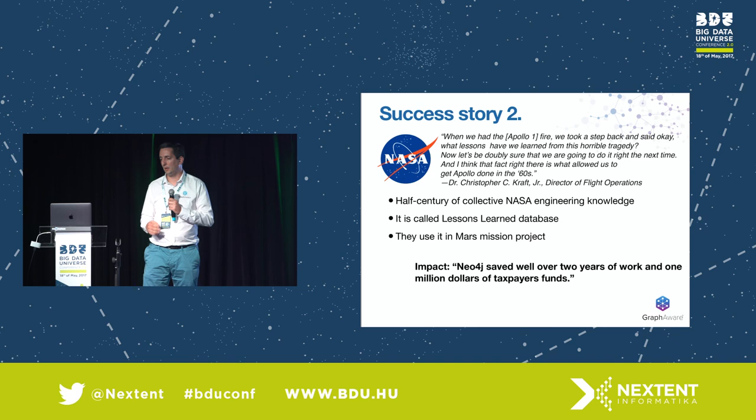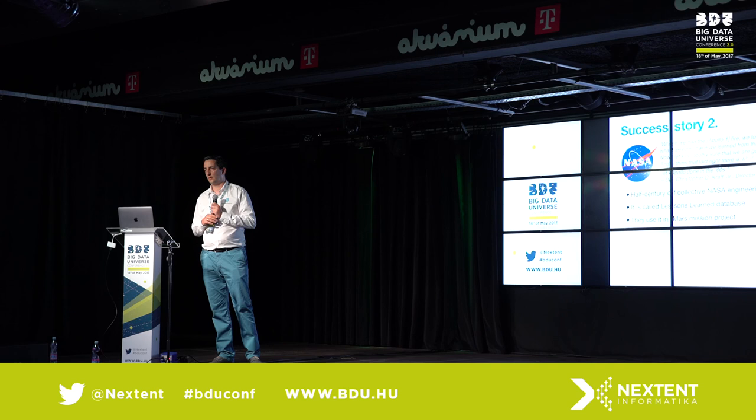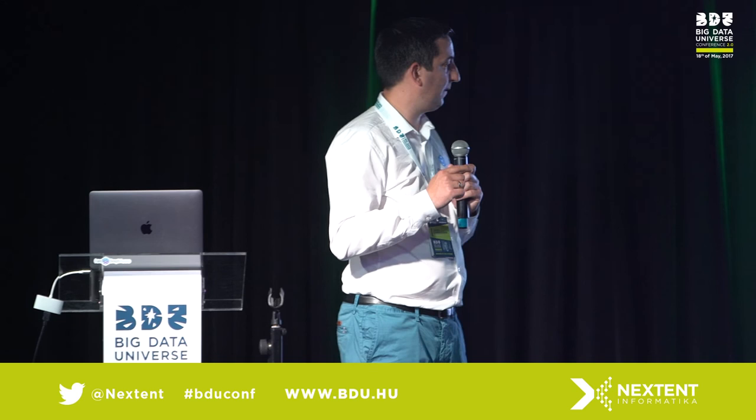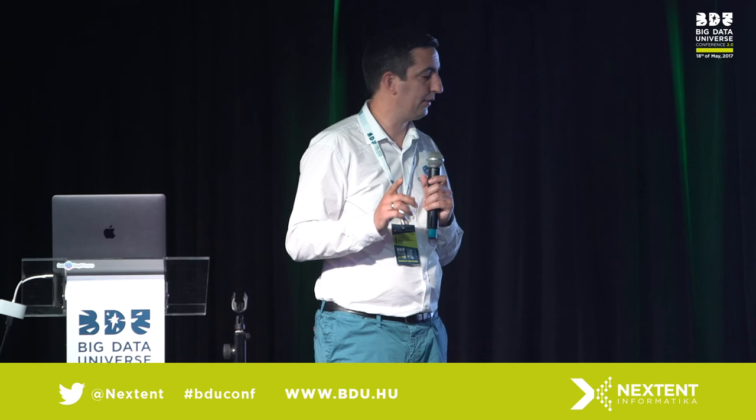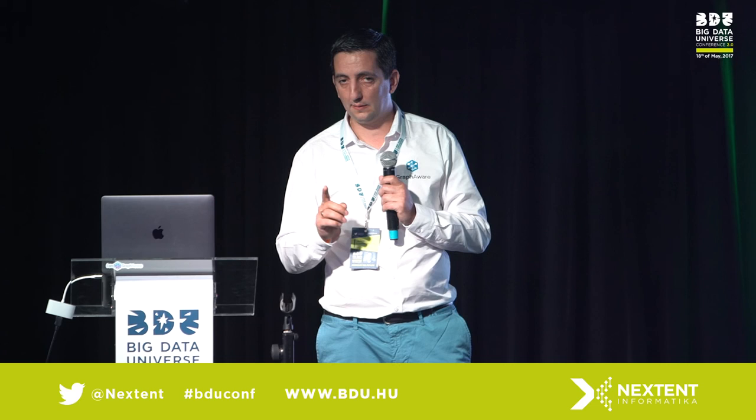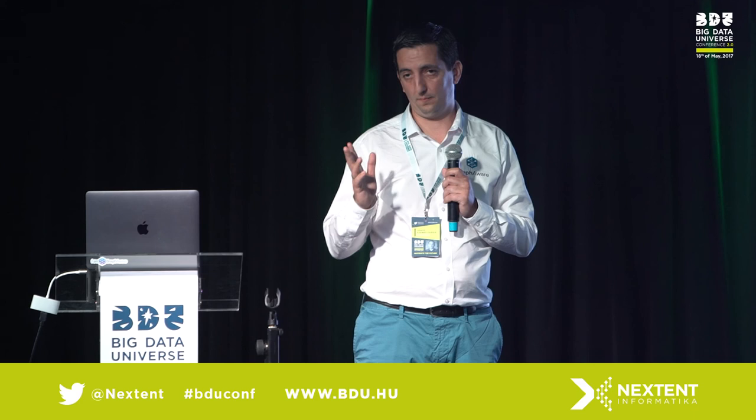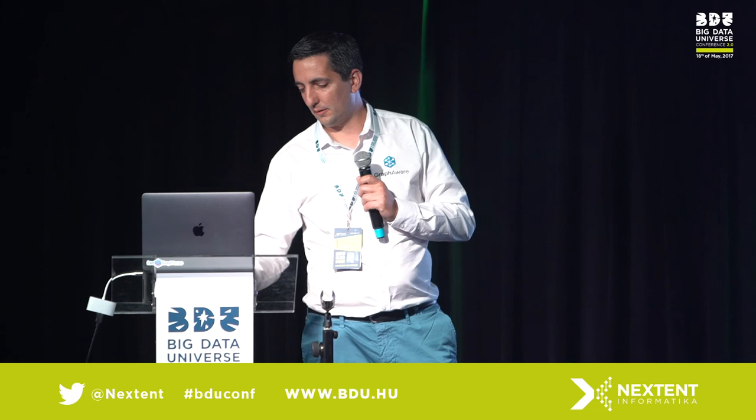And last year there was a conference in London, GraphConnect, and in the keynote talk, the CEO of Neo said that the impact of this project was that Neo4j saved over $1 million and 2 years of work for NASA. It's pretty amazing. That means we can reach Mars 2 years earlier than we planned. So it's pretty cool. So that was another success story.